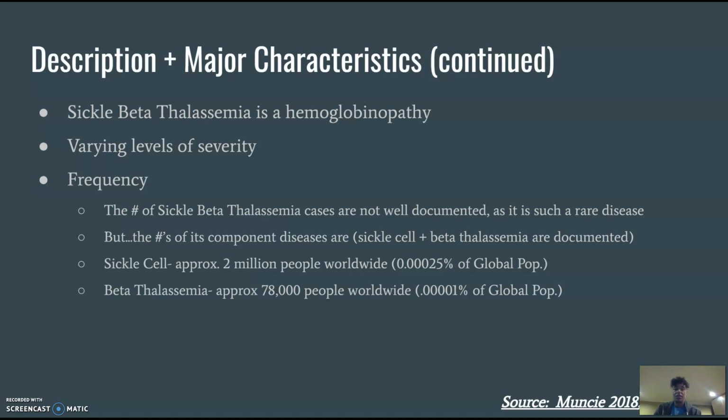So sickle cell is in about 2 million people worldwide, which is relatively common for a genetic disease, but not in general. And beta thalassemia is relatively rare, even for a genetic disease. So it's only about 78,000 people worldwide. So it's very, very small if you think about a world with 7.8 billion people in it. And inheriting these two diseases together is like lightning striking, incredibly rare, which is why it's not well documented as there are not many cases.